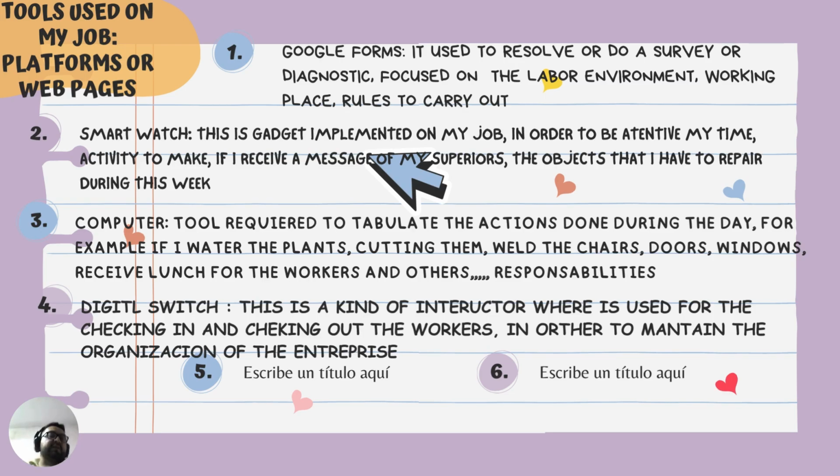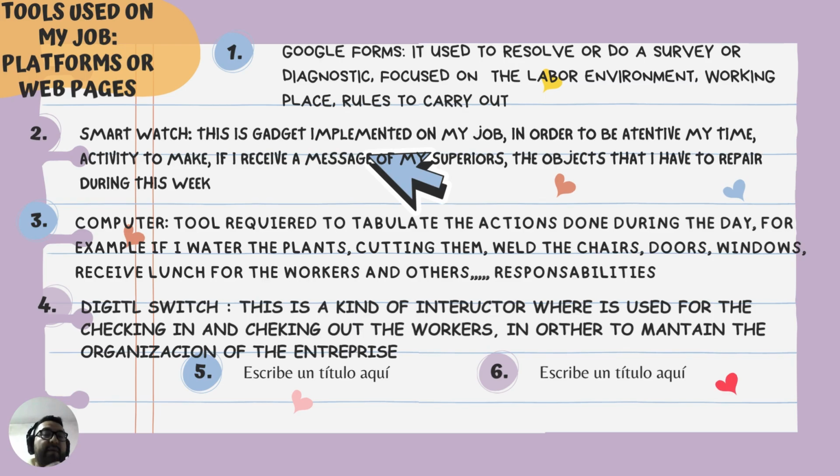On the other side, I use a smartwatch. Really, at the beginning I didn't like it, because there were other apps inside that watch I didn't know. At the beginning it was so difficult, but throughout the time I used it, I learned to manipulate it in a good way, and now it is necessary for my job.